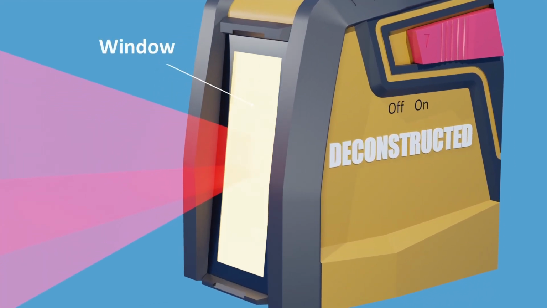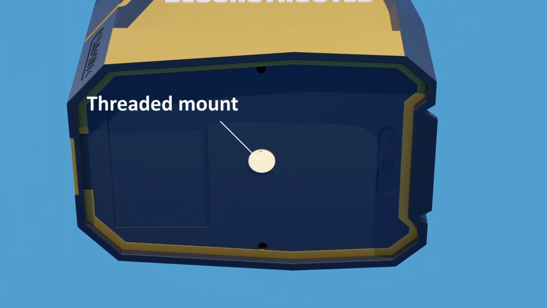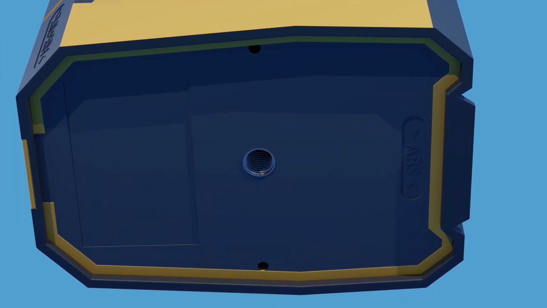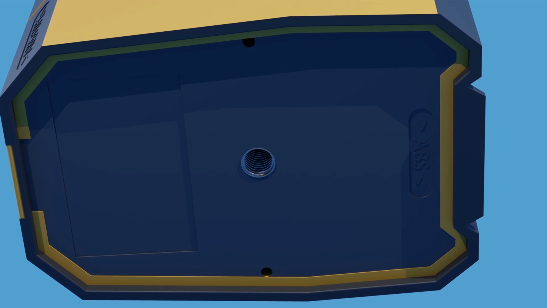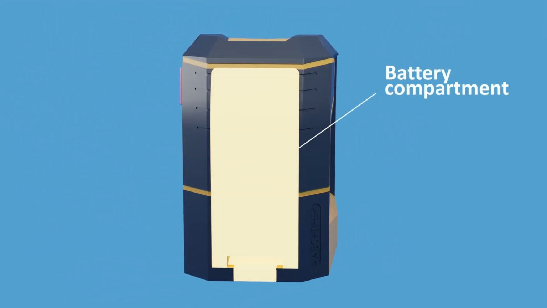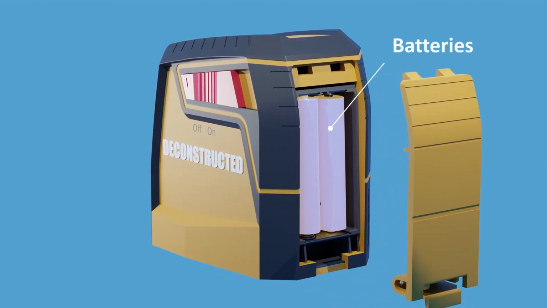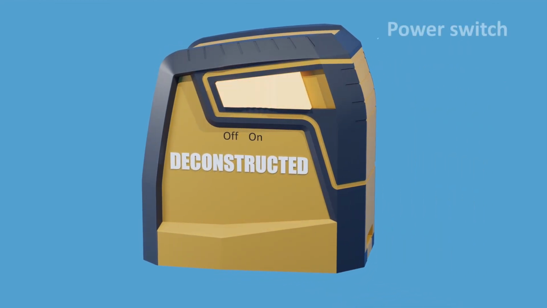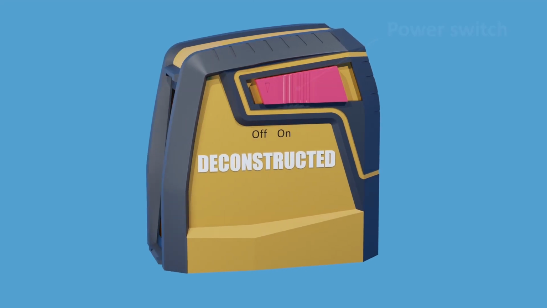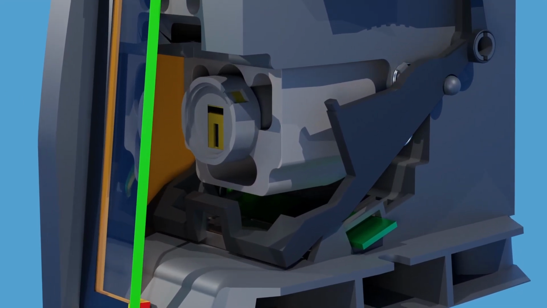This is the window through which the laser beam is projected. This is a threaded mount. It allows the laser level to be mounted on a tripod for stability during use and height adjustment. This is the battery compartment. It holds the batteries that power the device. This is the power switch where you can turn the device on and off. Now let's take a closer look inside the laser level.